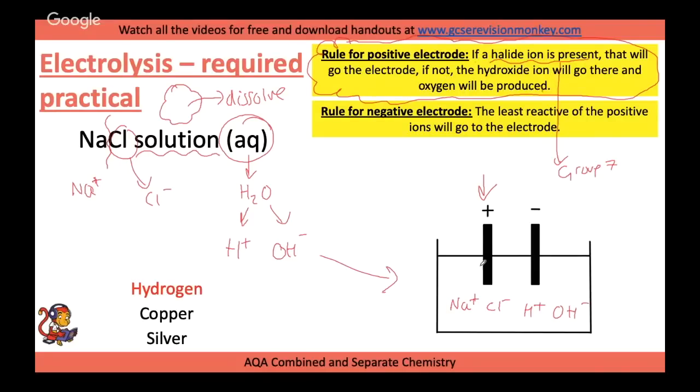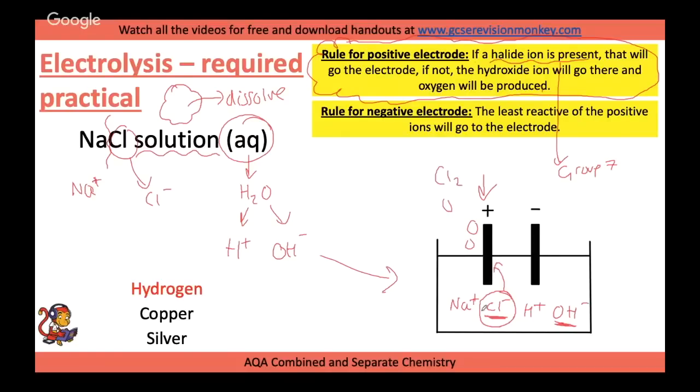So at the positive electrode, we've got two negative ions. Here they are, the chloride and the hydroxide. So the rule is, if one of these is from group 7, that will go there. If not, the hydroxide ion will go there and produce oxygen. So we look at these two, have a look on the periodic table, and actually we'll find that chlorine is in group 7. So for this one, the chloride ion goes to the electrode and chlorine is produced.